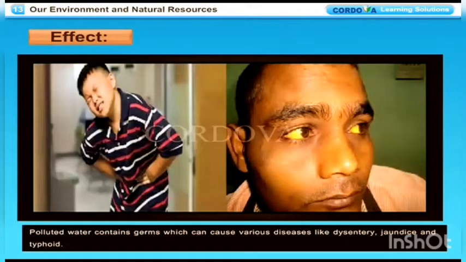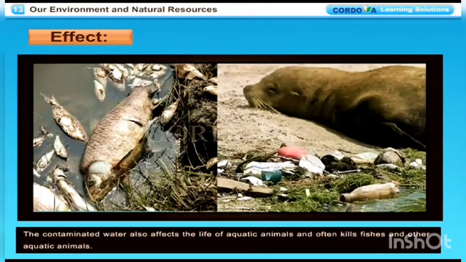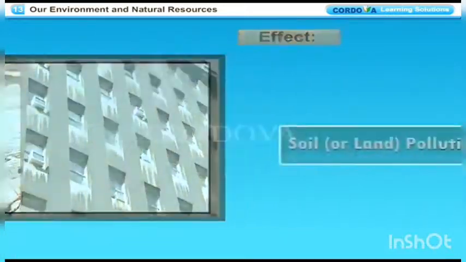Effect: polluted water contains germs which can cause various diseases like dysentery, jaundice, and typhoid. The contaminated water also affects the life of aquatic animals and often kills fishes and other aquatic animals.